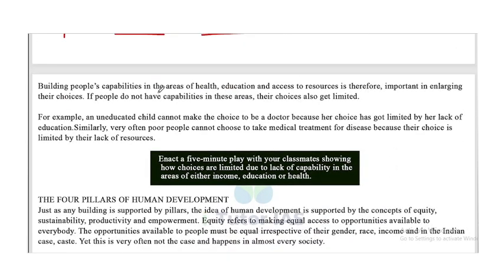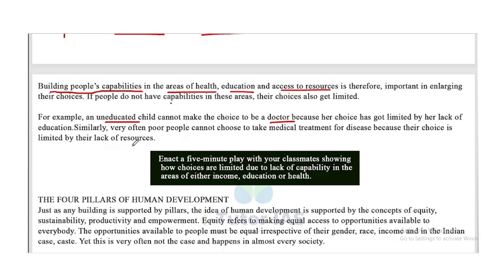Building people's capabilities in the areas of health, education and access to resources is therefore important in enlarging their choices. If people do not have capability in these areas, their choices also get limited. For example, an uneducated child cannot make the choice to be a doctor because her choice has got limited by her lack of education. Similarly, very often, poor people cannot choose to take medical treatment for disease because their choice is limited by their lack of resources.